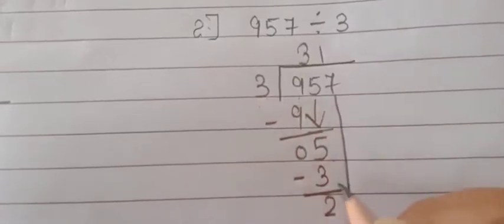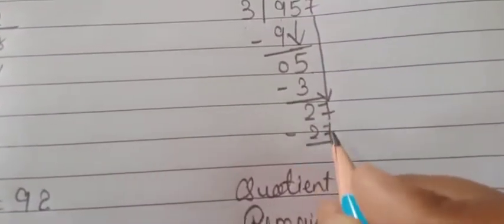Because 3 2s are 6. 6 is greater than 5. We can't subtract. So we will take 3 1s are 3. So 5 minus 3 we will get 2. Now which number is left? 7. So it will come down. It will become 27. In 3 table when 27 will come? Yes, 3 9s are 27. Now we have to subtract. 7 minus 7, 0. 2 minus 2, 0. So here quotient equal to 319 and remainder equal to 0.